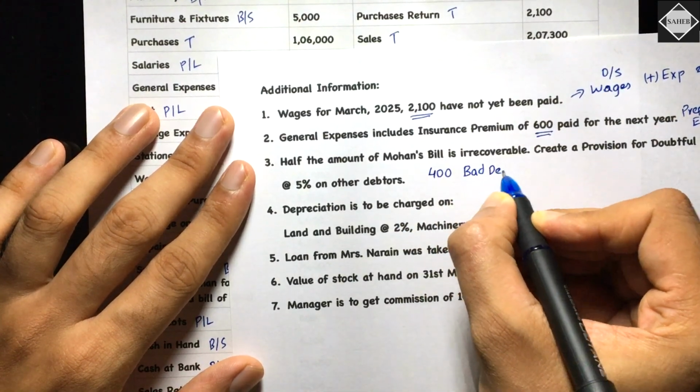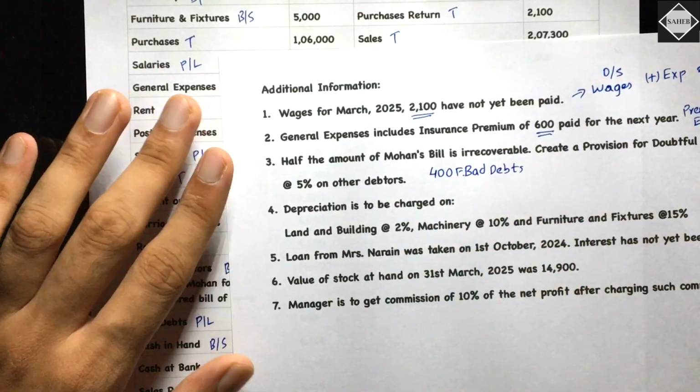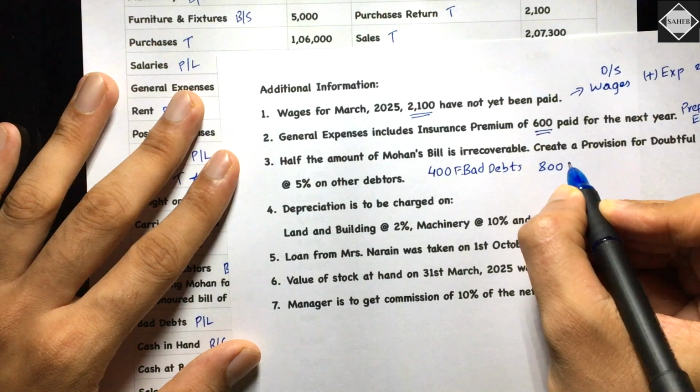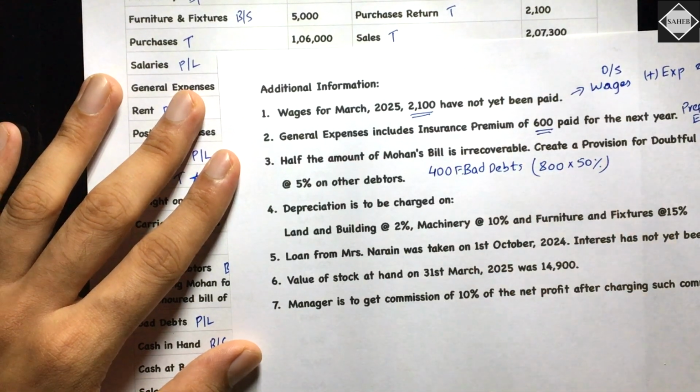We can call this as what? Further bad debts, isn't it? It's further bad debts. 400 further bad debts. How did we get to know that? Really simple, no? 800 into 50% or 1 by 2 you can do. That's how we got to know that.